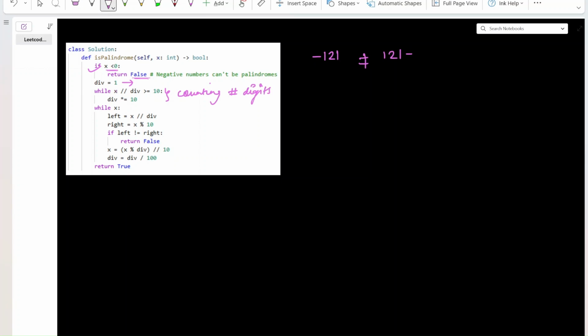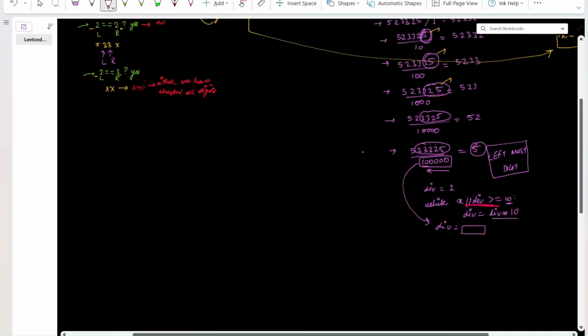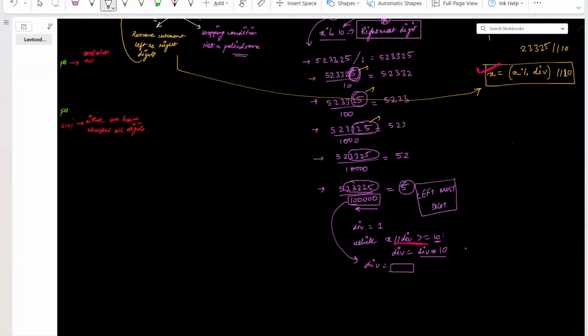So if you see here, when we divide x by div, if it is greater than or equal to 10, then we multiply div by 10. This is the exact same logic that we were doing over here.